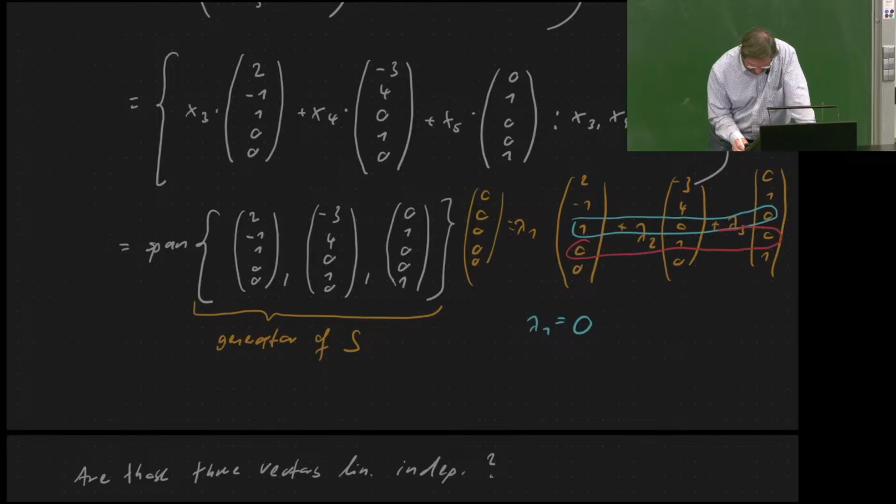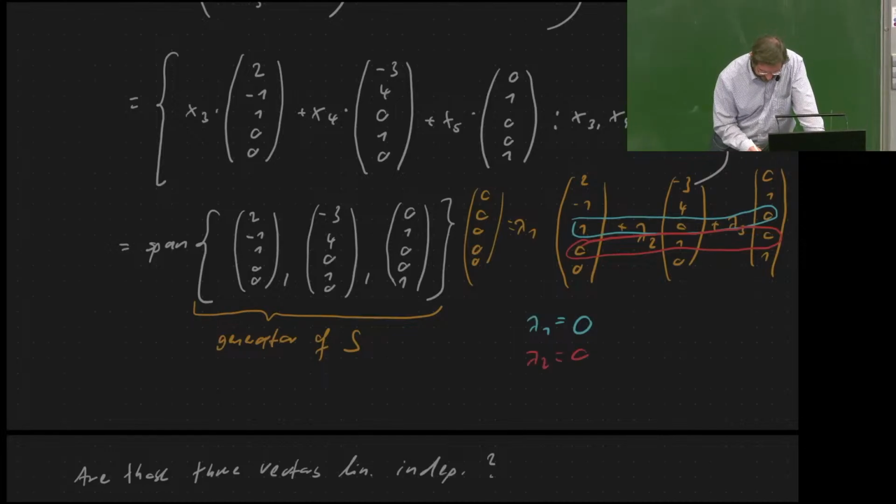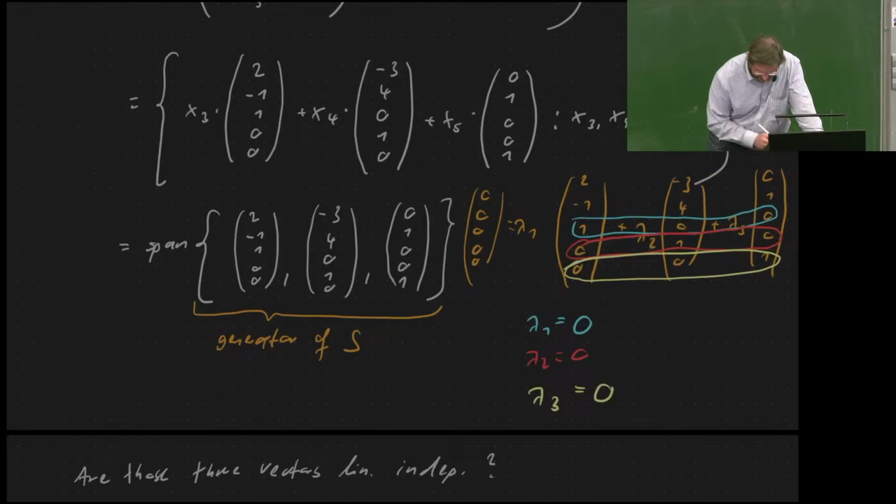This is the row that corresponds to my second free variable. This immediately yields the equation lambda 2 is 0. And of course, the same works for the last row that corresponds to my last free variable. Lambda 3 is 0.